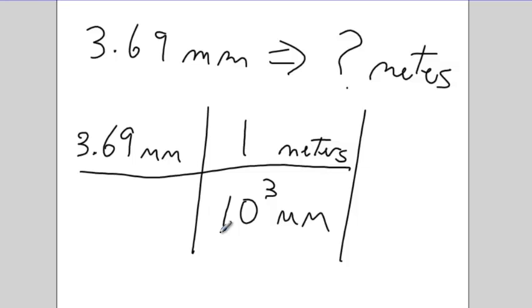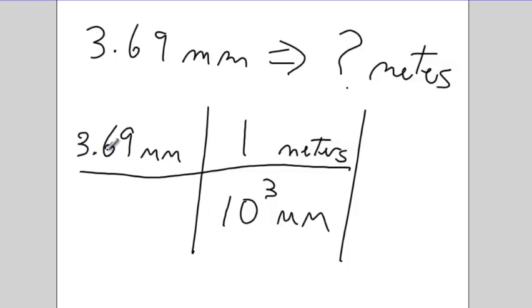Now, don't take that to mean the 10 to the third is always going to be on the bottom. That's not true. It is true that 10 to the third will always be next to millimeter, and millimeter is on the bottom because millimeter has to cancel with millimeter. See, this is why I do dimensional analysis. It keeps it straight. You know, in this case, you have to divide by 1,000 instead of multiply by 1,000.